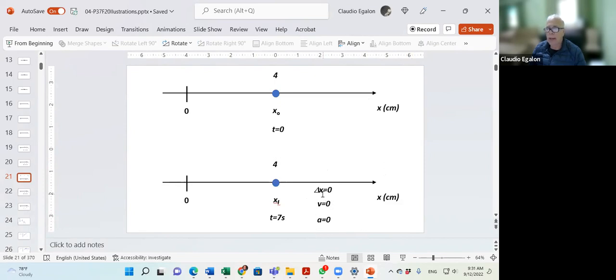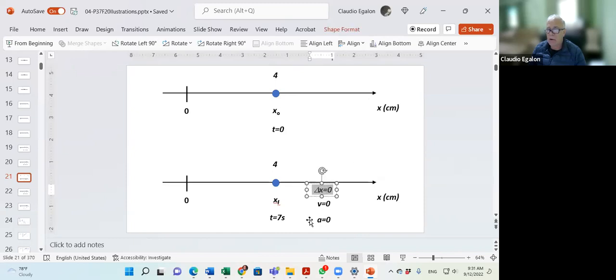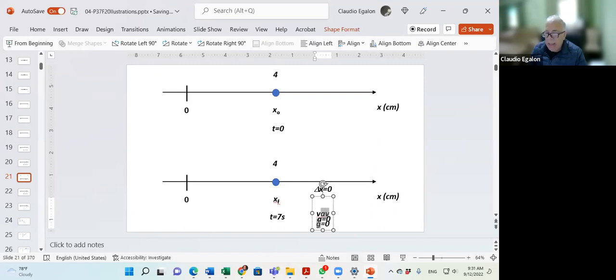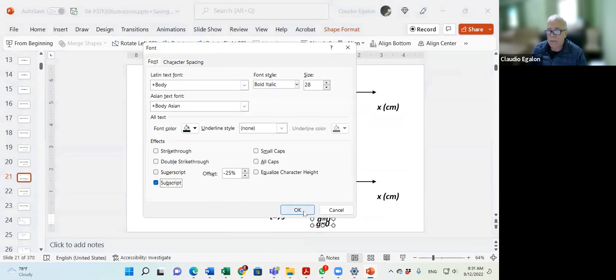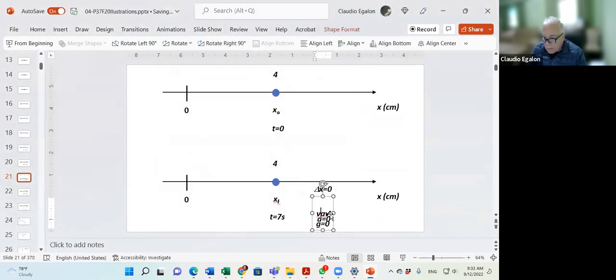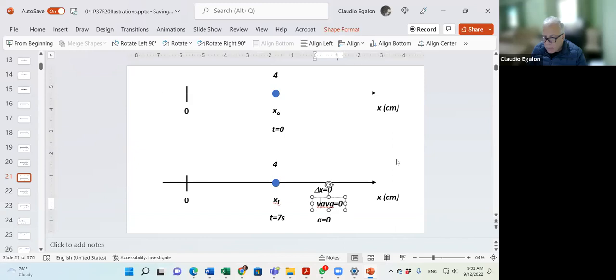So you go ahead, calculate the delta x, the displacement, and you obtain that the displacement is 0 because the object didn't move anywhere. Because the displacement is 0, and the average velocity depends on the displacement, the average velocity is also going to be 0. It goes with the subscript average.